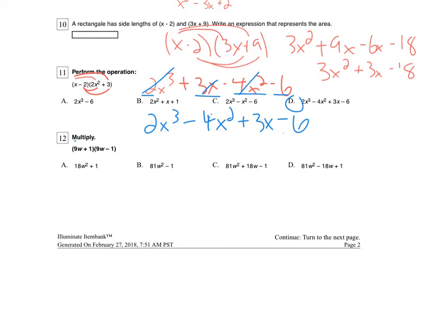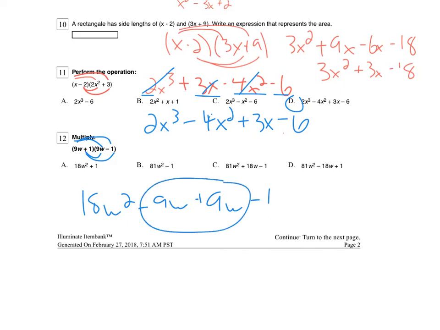Hey, so we'll multiply. We're going to distribute 9w times 9w is an 81w squared. 9w times a negative 1 is negative 9w. Then we get positive 9w and a negative 1. Combine your like terms. This time our like terms are exactly the same except for the sign, so they cancel out. And we are left with, sorry, it should be 81. I put 18, I added. So that is 81w squared minus 1, which is B.